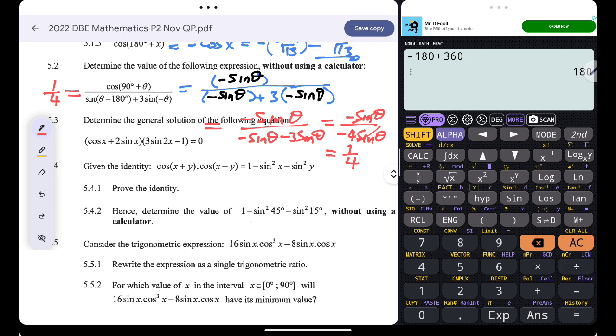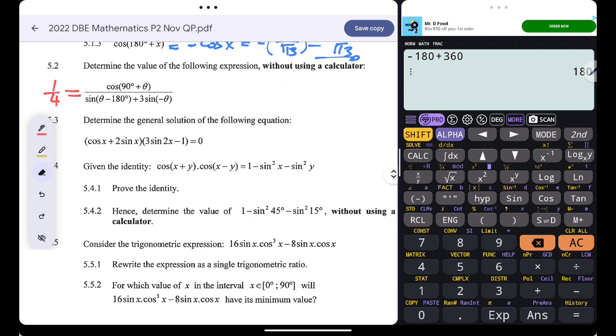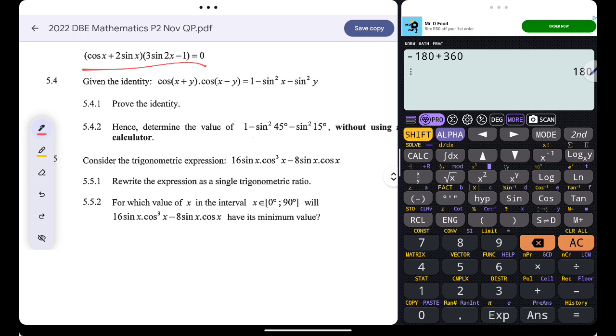Okay, and then now they want us to find the general solution. Let's find the general solution of this given equation. Already I have two things multiplied and the answer is 0. So right away I'll simply say this means cos x plus 2 sin x is equal to 0, or 3 sin 2x minus 1 is equal to 0. And then I must just solve.